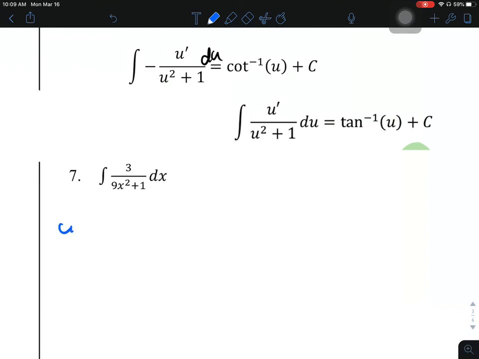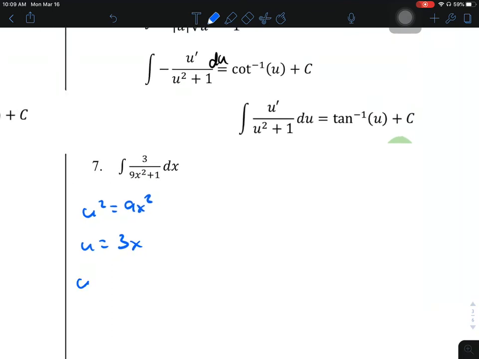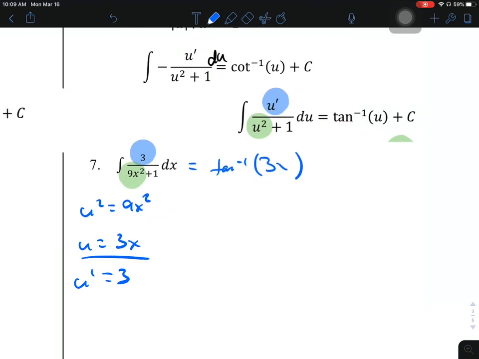Looks like u squared is in the same spot as 9x squared, which makes u the square root, which is 3x. What would that make u prime? It would make that 3. So let's check it out. Is u prime 3? Looks like it directly. Is u squared 9x squared? Looks like it directly. So this is going to be tangent inverse of our angle. Our angle, which is u, is 3x plus your arbitrary constant.